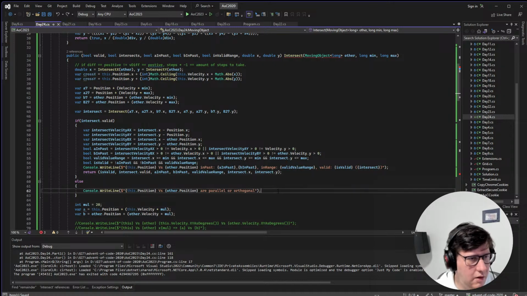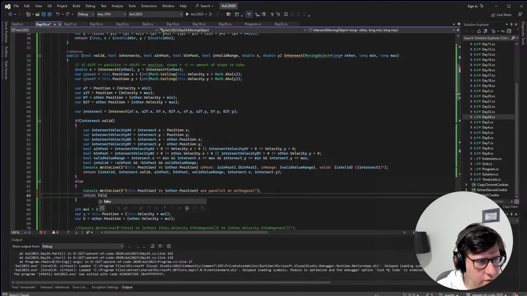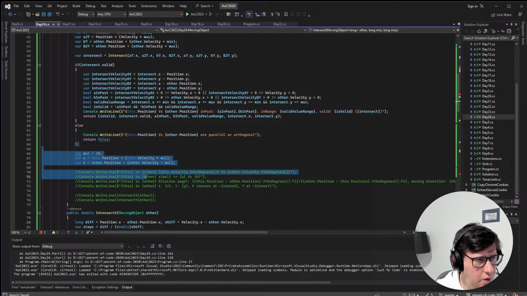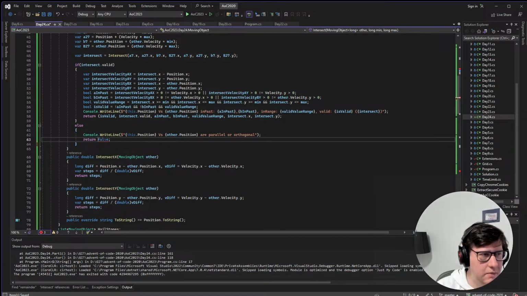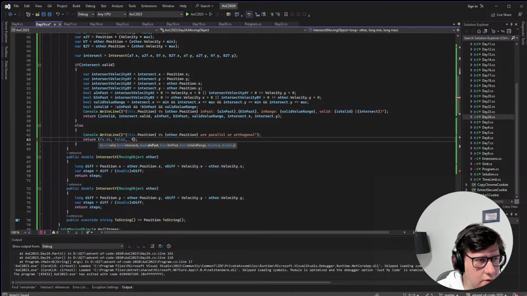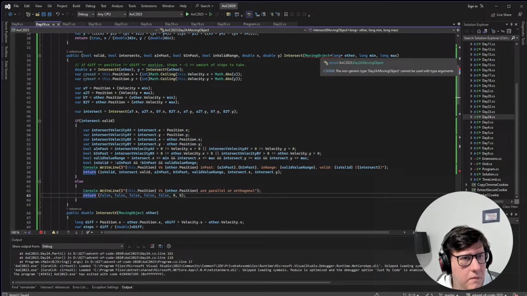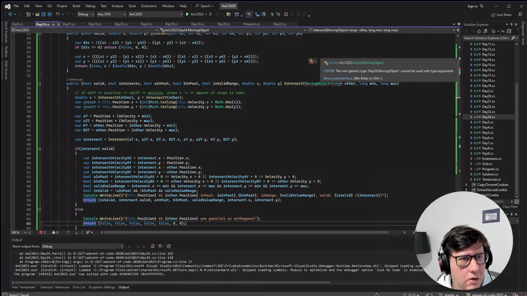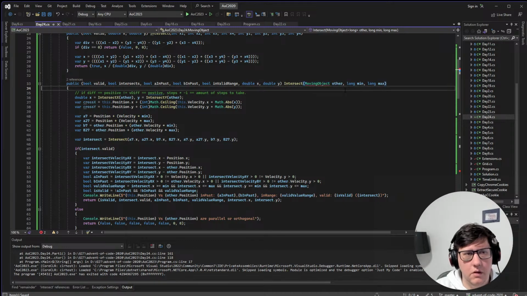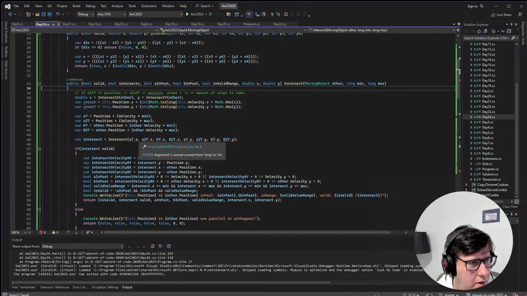And for this one, I can do return false. Not really, but basically. False, false, false, 0,0. Something like this. Okay. That was what it was complaining about, from long to int.